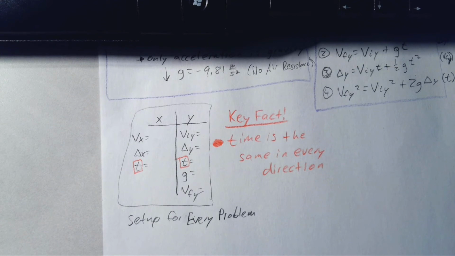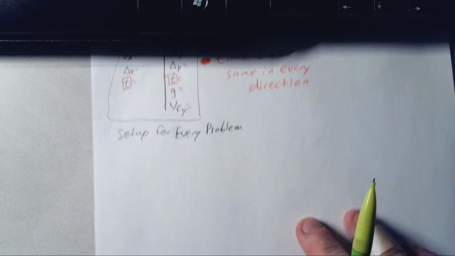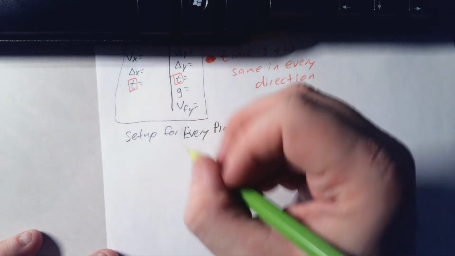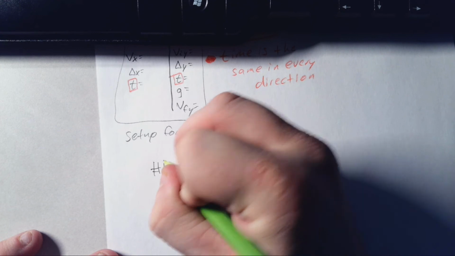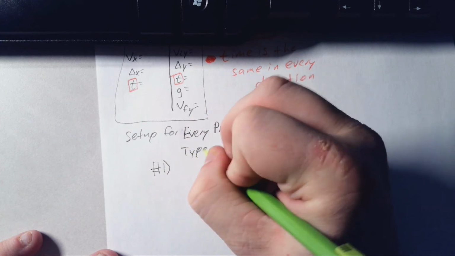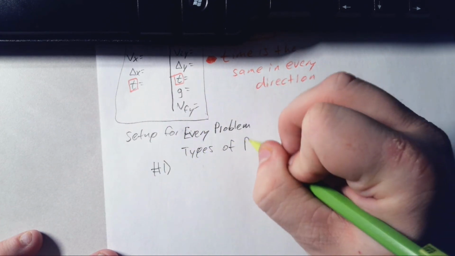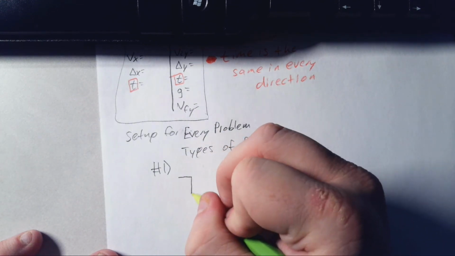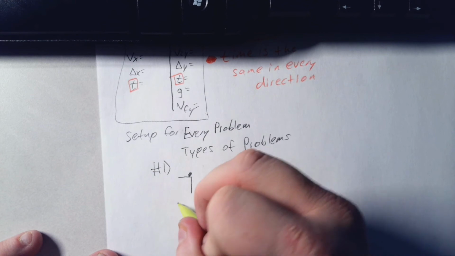So I'm going to move here to a worksheet that we're doing in class. Or before I do that, sorry. Let's talk about the 3 types of problems. You can basically classify every type of projectile motion problem into 3 different types, and this is the order that we're going to do. The first type is what I'm calling horizontally launched.